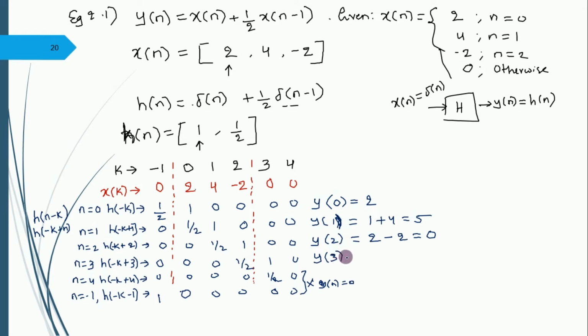Y of 3, half into minus 2 is minus 1. That's it. Here in both the cases it is 0. So y of n is given by 2, 5, 0, minus 1. So here is the index. That's it. Very simple. If at all you want to verify, you can verify this also.